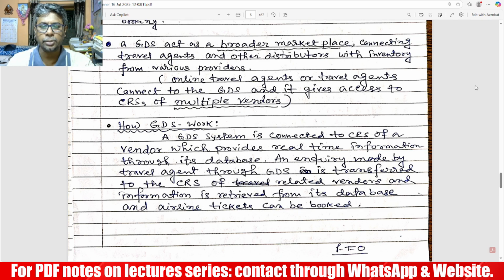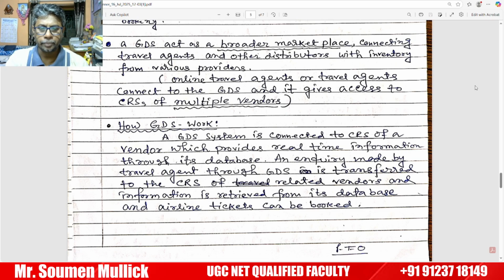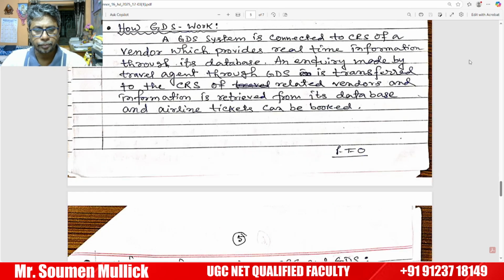CRS of the related vendor. When the travel agent makes an inquiry through GDS, it is transferred to the CRS of the related vendor, which retrieves the information and provides it from its database, and an airline ticket can be booked. This is how the GDS system works.